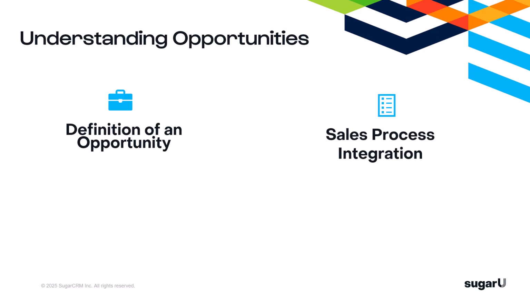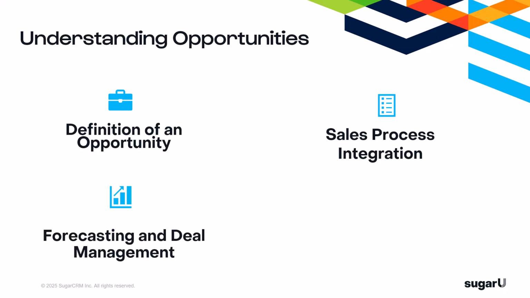Let's take a closer look at how opportunities support your sales process. Opportunities are structured within clearly defined sales stages, such as qualification, proposal, negotiation, and closing. These stages enable systematic progress tracking and support strategic planning at every step. Forecast and deal management: opportunities also provide critical input for forecasting sales pipelines, managing active deals, and prioritizing sales activities to improve win rates and increase revenue predictability.